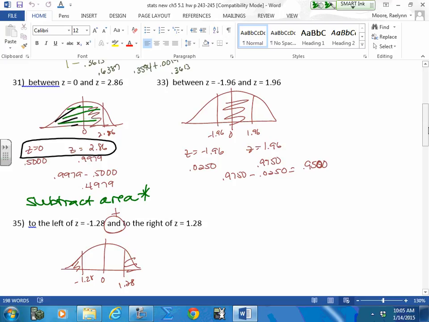Okay, between these two in here, same way. Find your area to the left of this. Find your area to the left of this guy. See where they're overlapping? If you subtract that, you'll be left with what's in the middle. So subtract your areas. Don't subtract your z-scores.